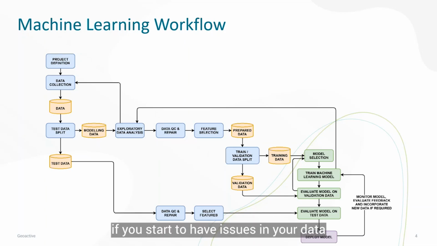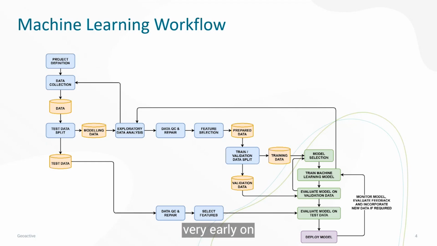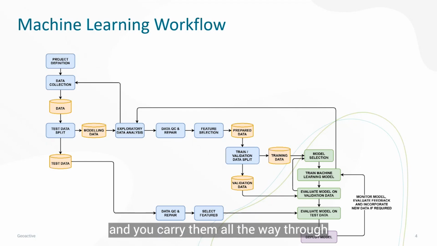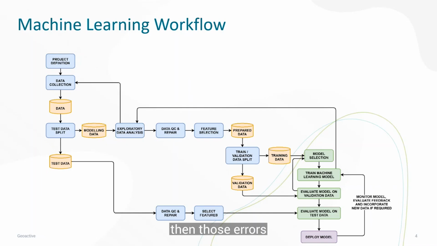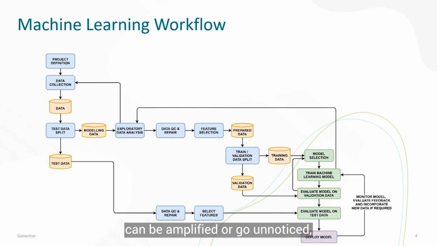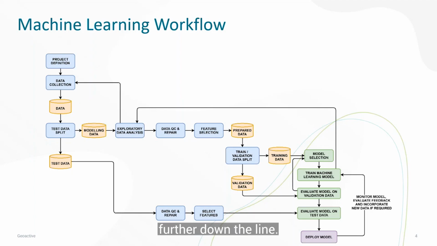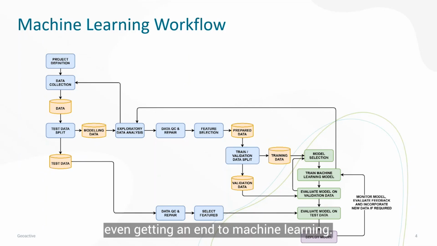If you start to have issues in your data very early on, and you carry them all the way through to the end of the machine learning model process, then those errors can be amplified or go unnoticed and then cause issues further down the line for whoever's going to work with that data or make business decisions from that data. The data QC and data repair stages is probably one of the most important parts of the workflow before even getting it into machine learning.